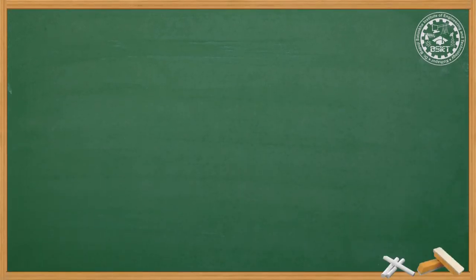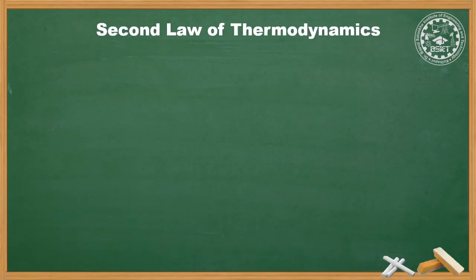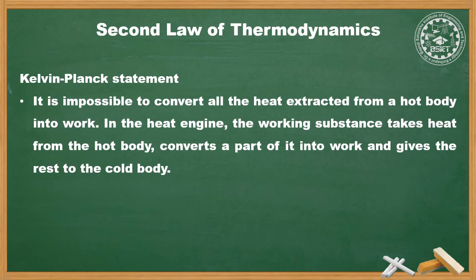In the second law of thermodynamics, there are two statements given. The first is the Kelvin-Planck statement. The Kelvin-Planck statement states it is impossible to construct a heat engine working in a cyclic process whose sole effect is to convert all heat supplied to it into an equivalent amount of work, or it is impossible to convert all the heat extracted from a hot body into work.